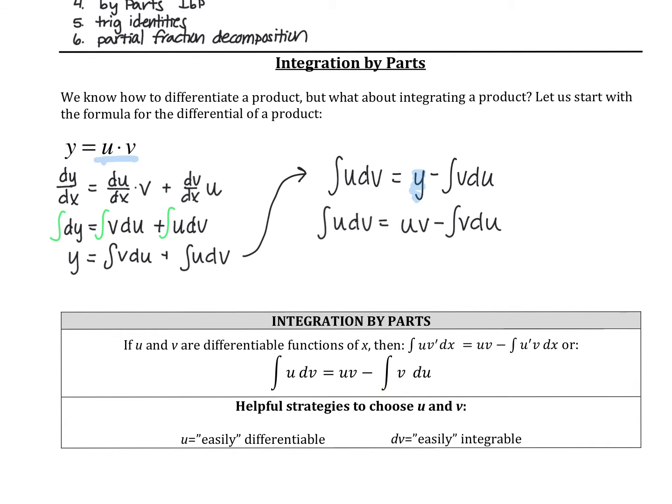So if u and v are differentiable functions, then the integral of u dv is equal to u times v minus the integral of v du. Now, a couple of things to note. We're going to have to choose two expressions, u and dv. And this will make more sense when we go through a couple of examples. But some helpful strategies are that I want to choose u so that it's easy to differentiate, and I want to choose dv so it's easy to integrate. More than just easy to take the derivative and the integral of, I want the results to be also as nice as possible. Okay, so let's look at an example.